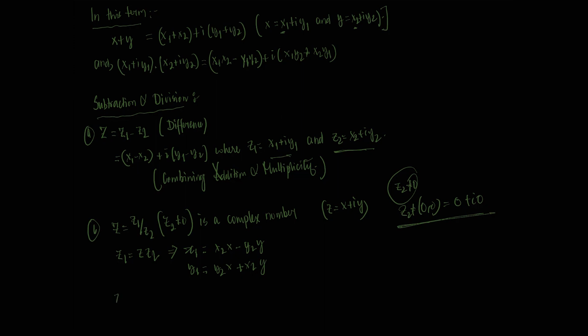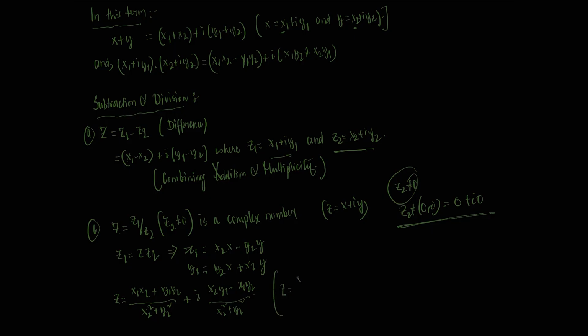Now if you solve for x and y, what we get as the solution z, which is x plus iy, is: x equals (x1x2 plus y1y2) by (x2 square plus y2 square). This is non-zero, so this is defined. Plus i times the imaginary part, which is (x2y1 minus x1y2) by (x2 square plus y2 square). I hope this is clear. So this is how you define the quotient between those two numbers. Is it okay?